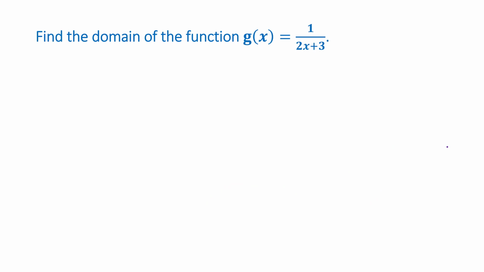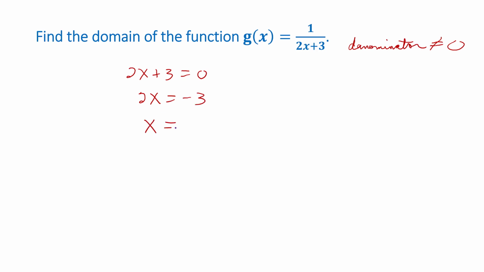Okay, so find the domain of the function g of x equals 1 over 2x plus 3. So you guys have done these before. When we have a fraction, what we have to be careful of is that the denominator is not equal to 0. Okay, well, what would make this denominator equal to 0? If 2x plus 3 equals 0, then 2x equals negative 3, or x equals negative 3 halves. So we need to make sure that x is not equal to negative 3 halves here, but there's no other restrictions on this particular function.